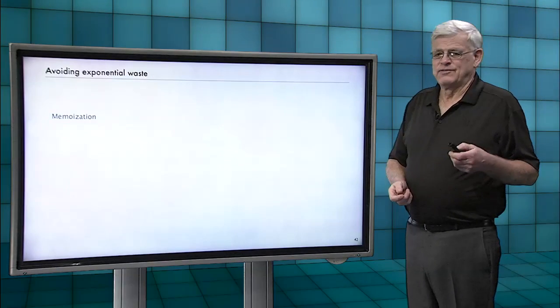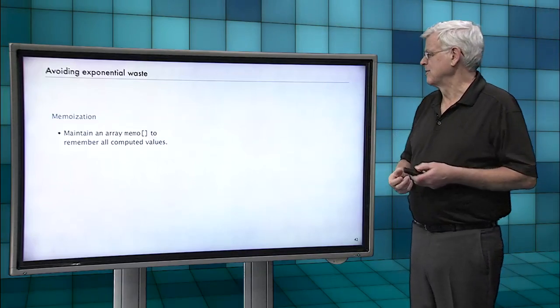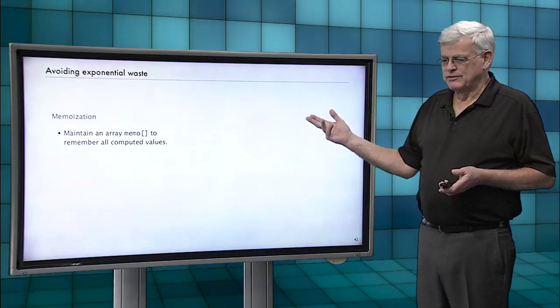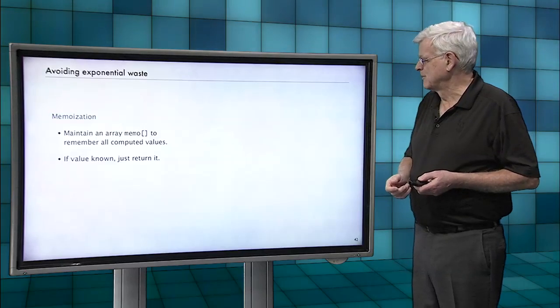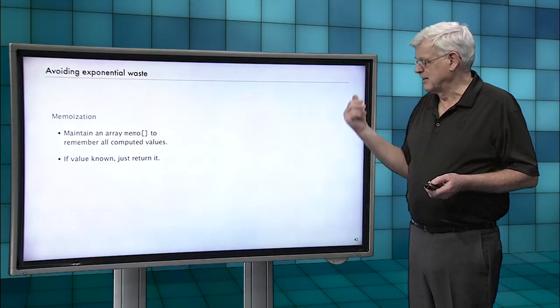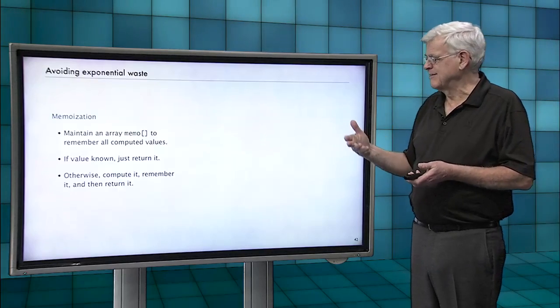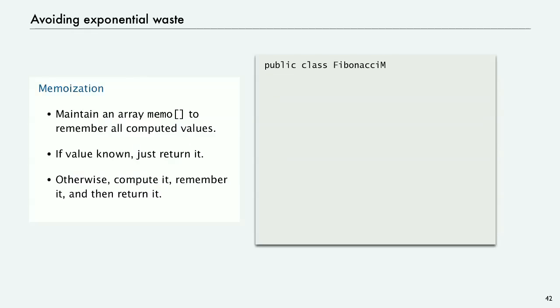Now, the thing is, it's very easy to avoid. There's a technique called memoization. What we're going to do is just remember all the computed values. We use an array memo. If we already remember that value, we just return it. Otherwise, compute it, remember it, and then return it. And so this is a general technique that can be applied to lots of programs.